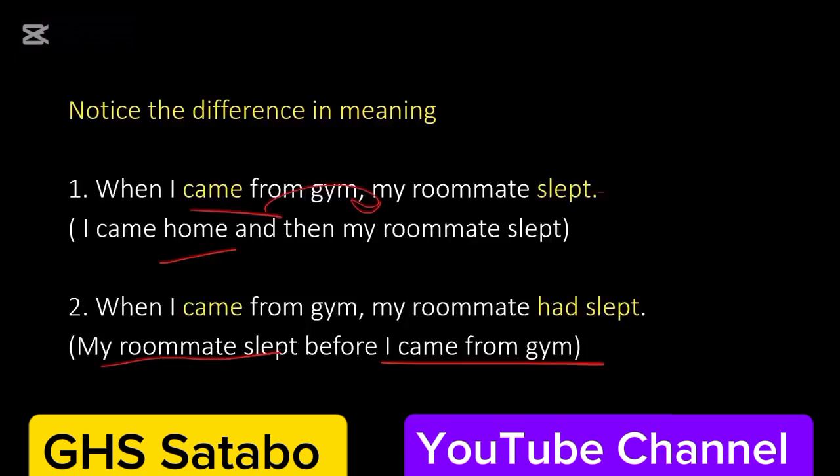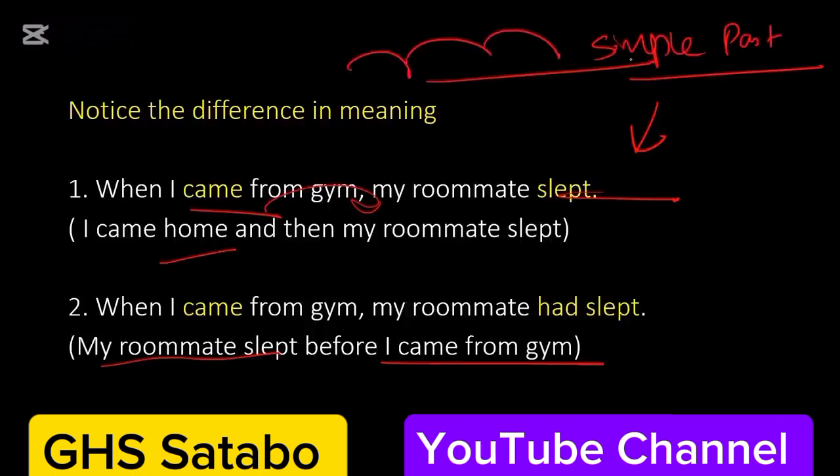I came from the gym, my roommate slept. If you remember, this is the case we discussed in simple past tense. When you talk about a series of actions, we use simple past tense. In the second case, we are talking about an activity, coming from the gym, and giving information of something happening at an unspecified time. That was, my roommate had slept. So in here, something happened before something else happened. But in the first case, something happened and then something happened and then something happened.